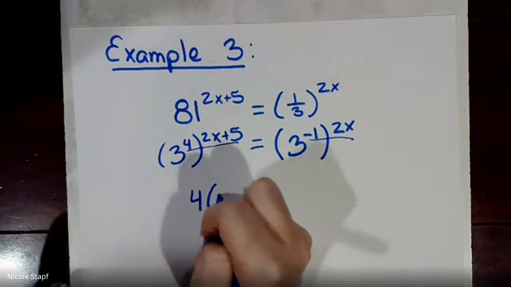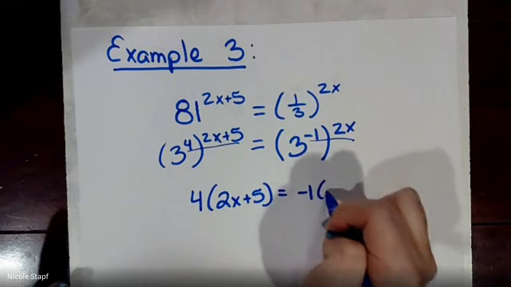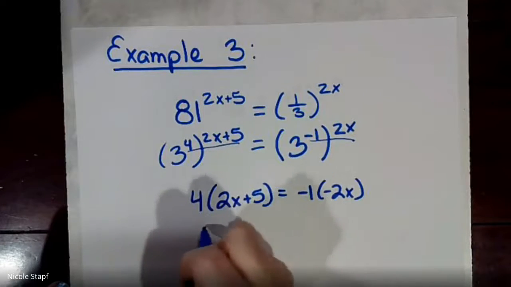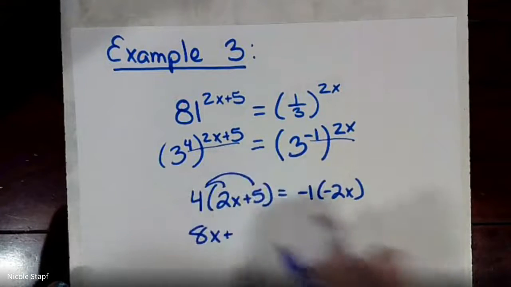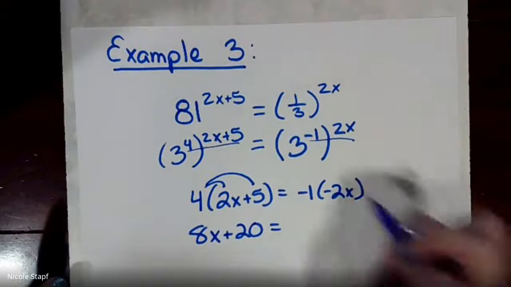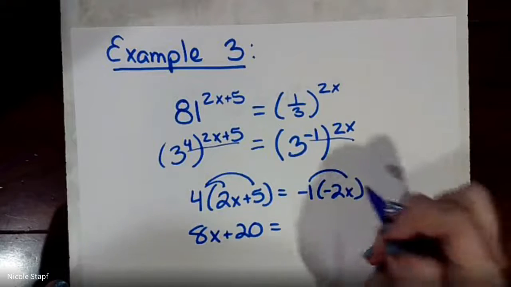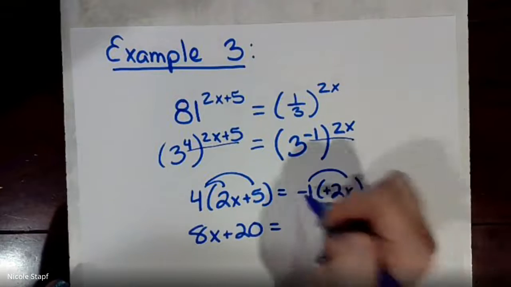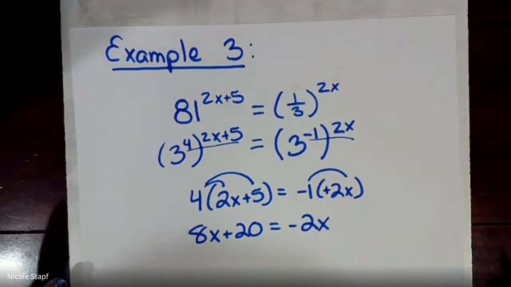So this becomes 4 times (2x plus 5) equals -1 times 2x. All right, I can now distribute. So 4 times 2 gives me 8x plus 4 times 5 is 20 equals -1 times 2x. That should not be -2 alone. I apologize, I don't know why I made that mistake. -1 times 2x should be -2x. There we go. We're back on the right track.